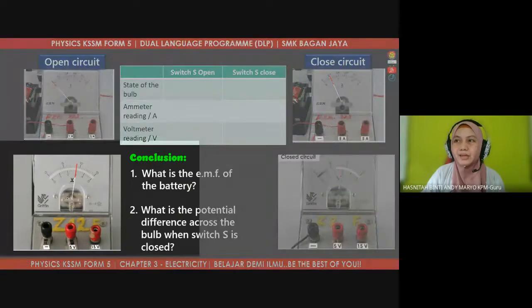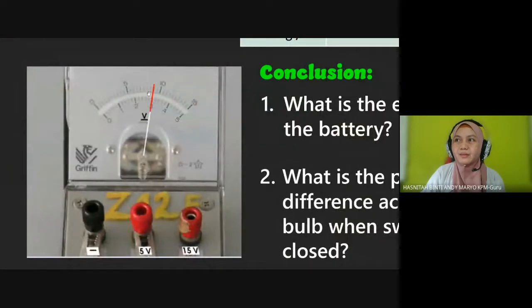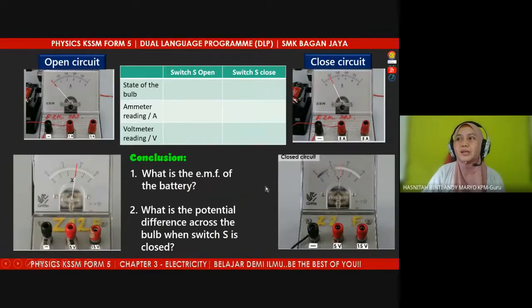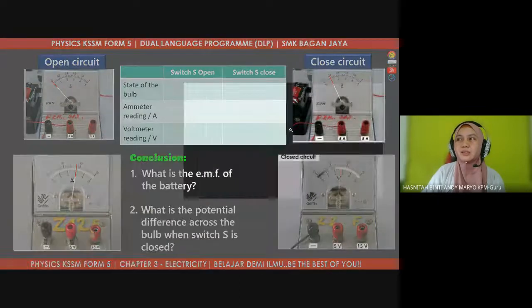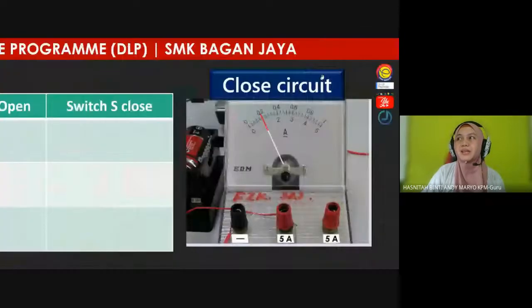Can you see the reading there, students? What is the reading shown? Can you see? 0, 1, 2, 3. It points at 3 volt, right? When the circuit is open, the voltmeter shows a reading of 3 volt. Now we close the circuit. Closing the circuit means there is a current flow. You can see the current flow in the circuit now is 1 ampere.